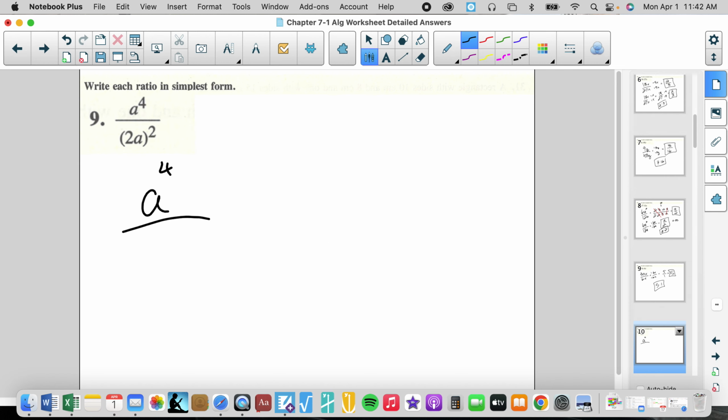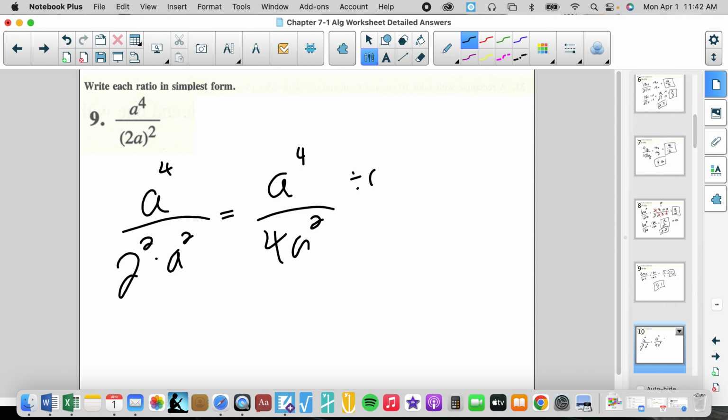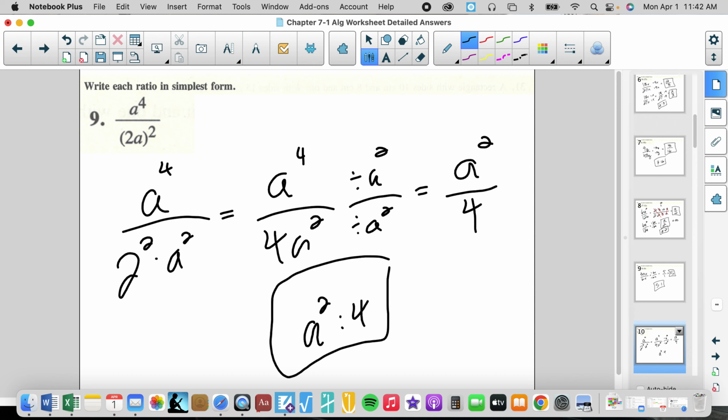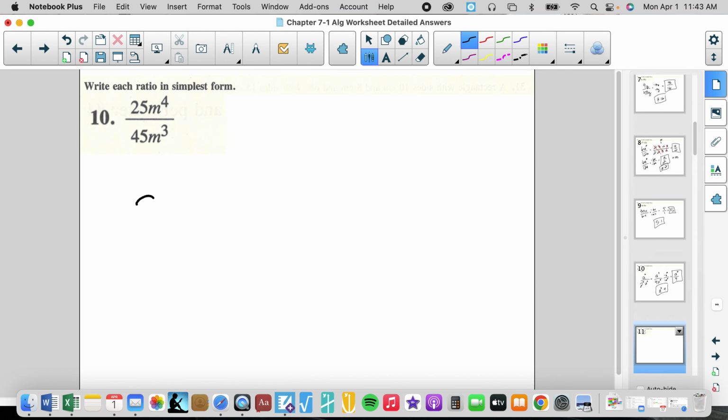So we have to simplify this, which is a to the 4th over 4a squared. Now we can reduce it by a squared. And we get a squared over 4, which would be written in the ratio. I like both of these. I think it's a form, so I didn't do it incorrectly per se.